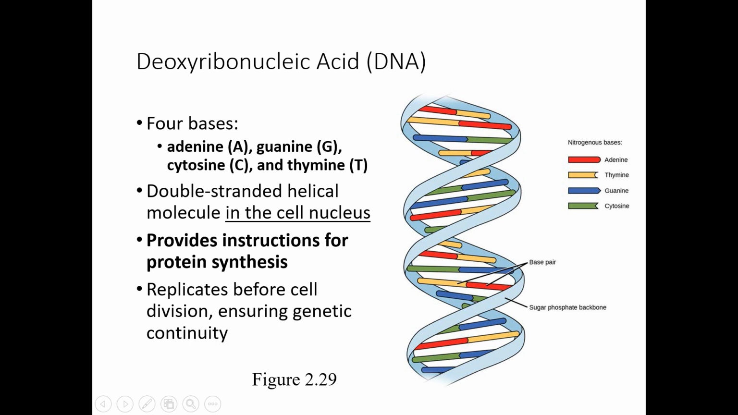Function of DNA: it provides instructions for protein synthesis. It can replicate before cell division. So every new cell, every daughter cell that will be born out of the mother old cell will have the same genetic information. In the center, where we have those bases, they are connected together. And adenine, the red one, is always connected with thymine, the yellow one, right here. At the same time, guanine, the blue one, is always connected with cytosine.